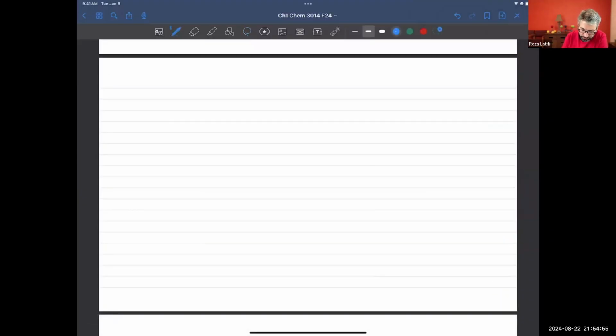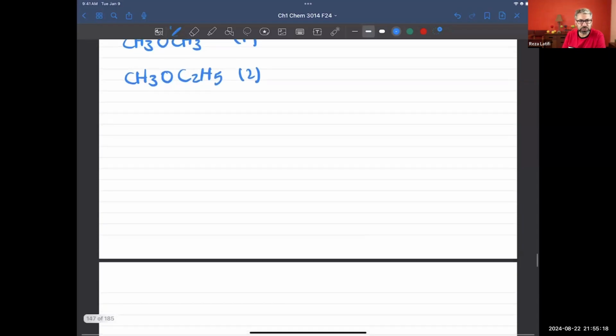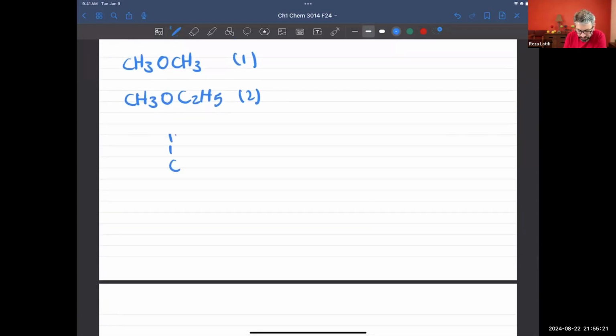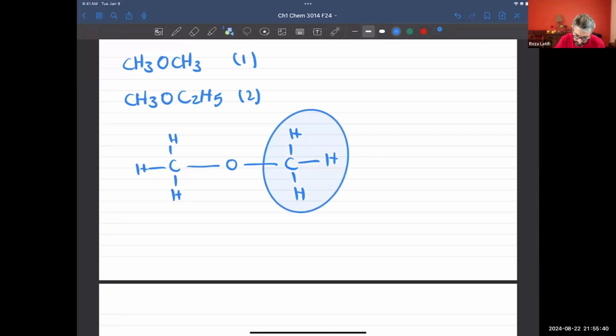Let's say you have such a molecule: CH3, O, CH3, and another with CH3, O, and this one's going to C2H5. In the first molecule, you have a carbon attached to 3 hydrogens, then oxygen, then oxygen attached to carbon, which is attached to 3 hydrogen atoms. What I want you to do is simply draw a circle around those 2 groups and say whether they are identical or not. Clearly, they are identical.